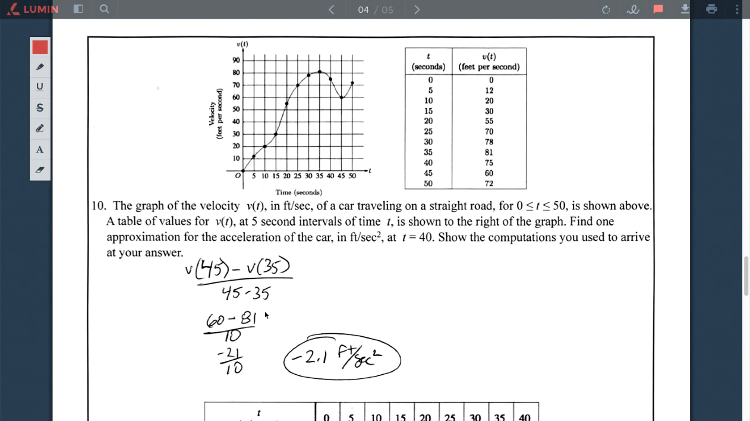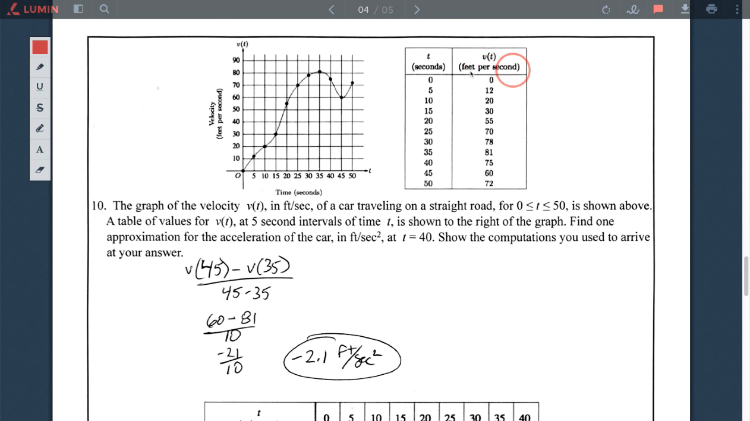Number 10. The graph of the velocity v of t in feet per second, of a car traveling on a straight road between 0 and 50 seconds, is shown above. A table of values for v of t at 5-second intervals of time t is shown to the right of the graph. Find one approximation for the acceleration of the car in feet per second squared at t equals 40.